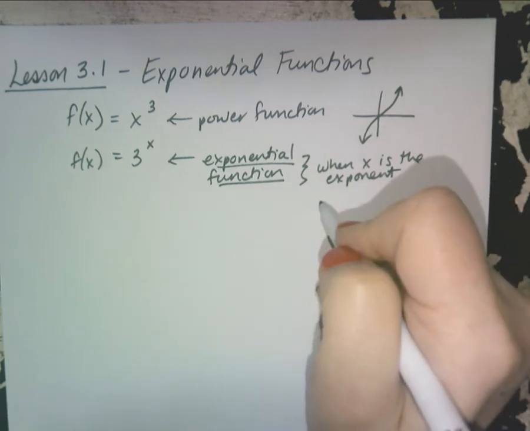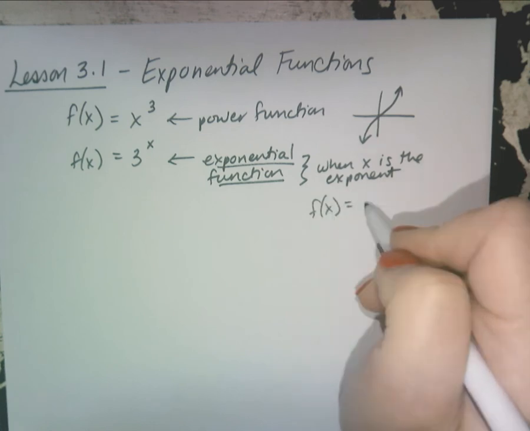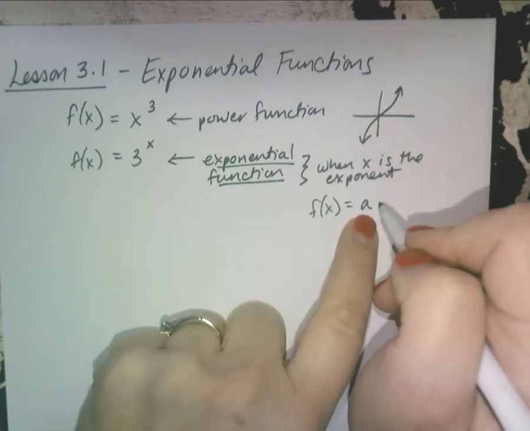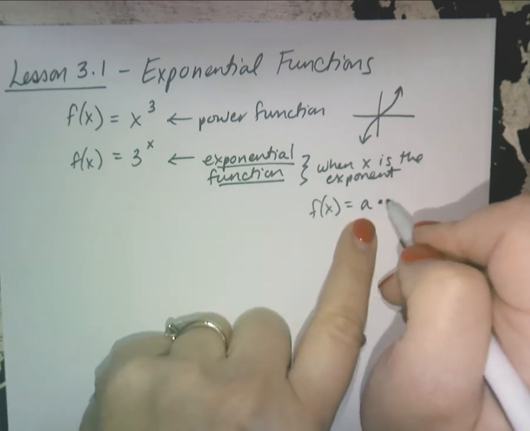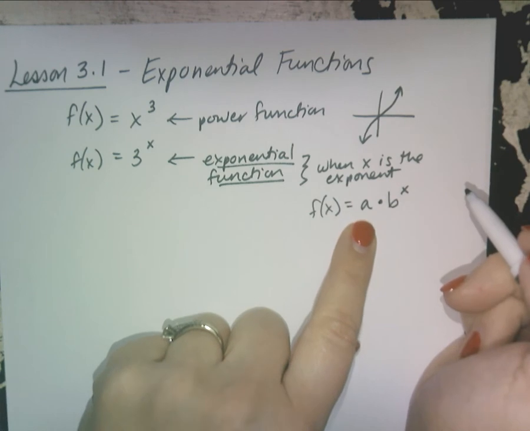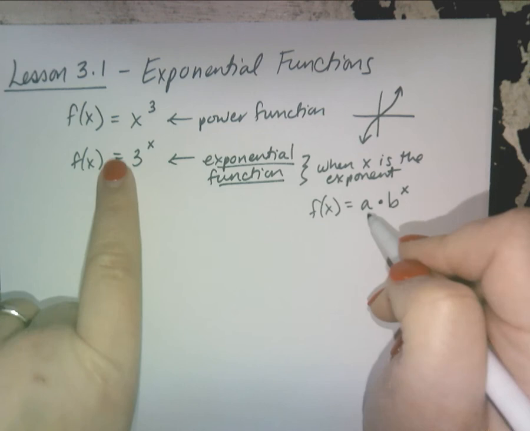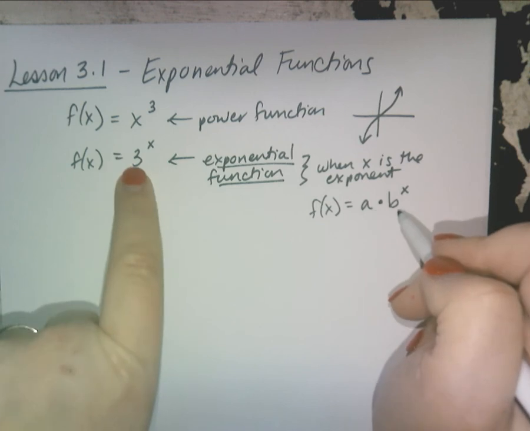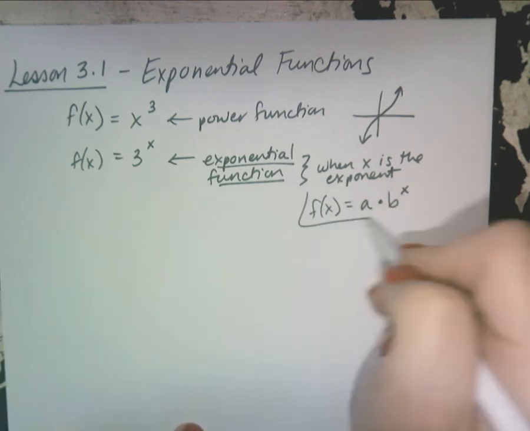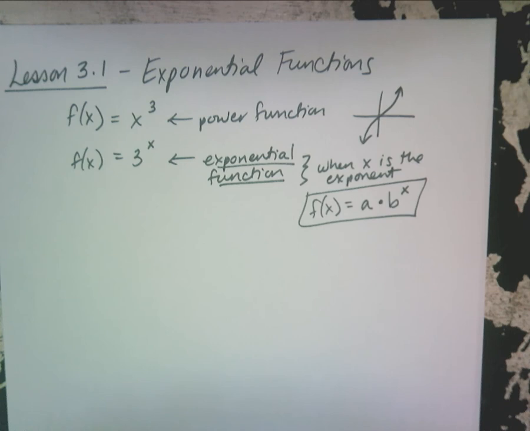The proper way to write it would be f of x equals a, a number coefficient in front, times b to the x, like that. For this one, my a is 1, my b is 3, and that's my x. When your x is the exponent, it's called an exponential function. So the first part of your homework tonight is we're just going to graph them.